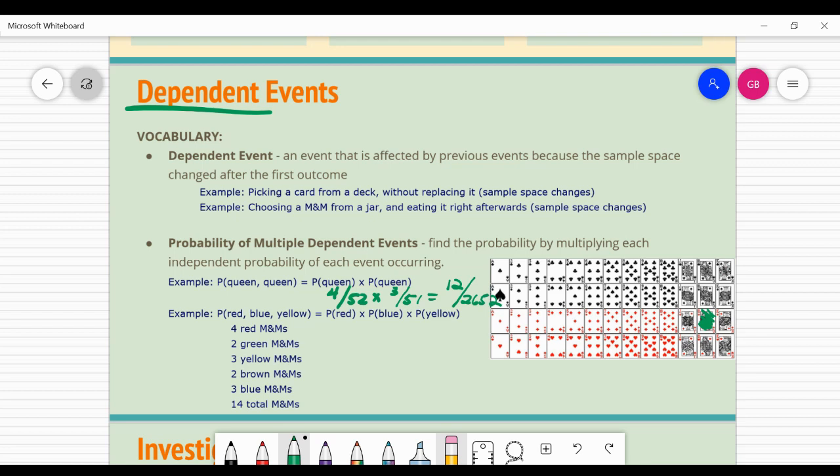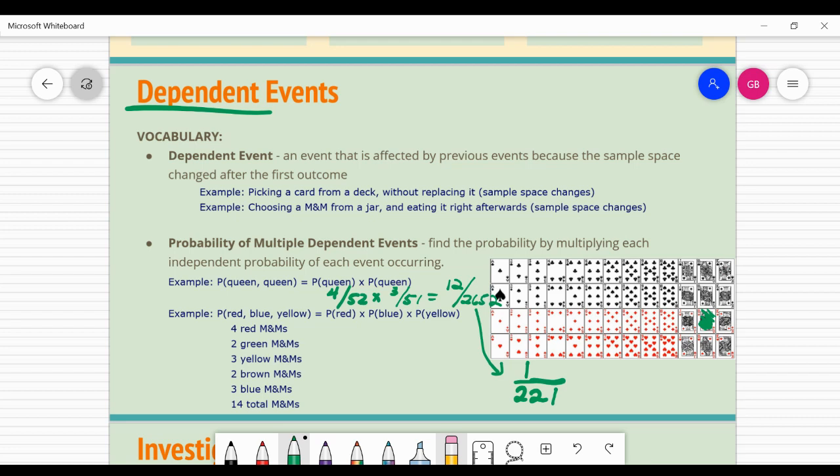And then that simplifies to, looks like you could divide the top and bottom by 4. I think divide the top and bottom by 6. Yeah, no, I'm sorry, by 12. You could divide the top and bottom by 12, so this turns into 1 out of 221. That's the most simplified answer.